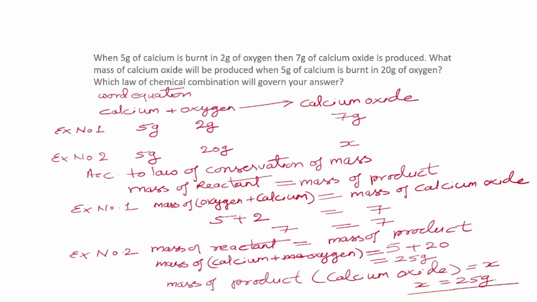According to the law of conservation of mass, the mass of reactant is always equal to mass of product. On the basis of that law, we are able to conclude the answer of this question. First question is, what is the mass of calcium oxide produced? That mass of calcium oxide produced is 25 gram. And second, which law governs this? This is the law of conservation of mass.